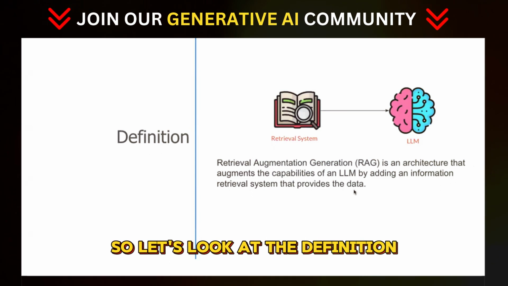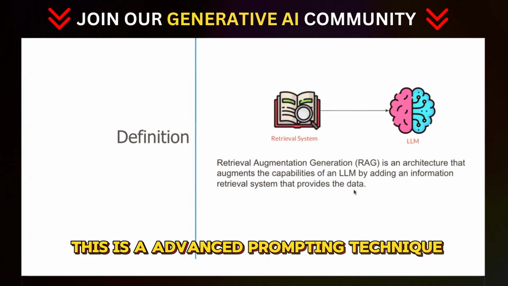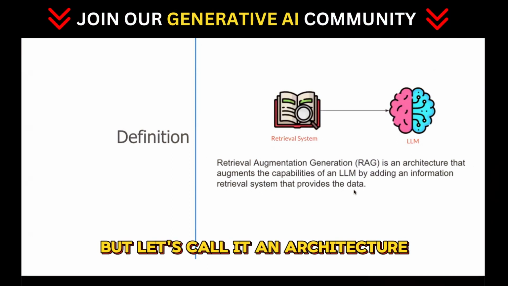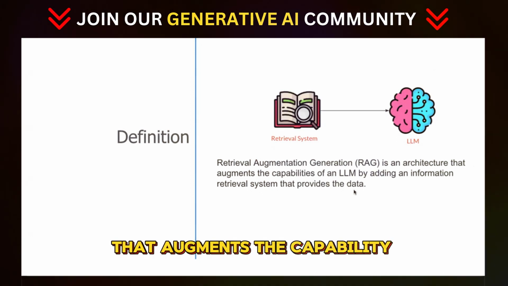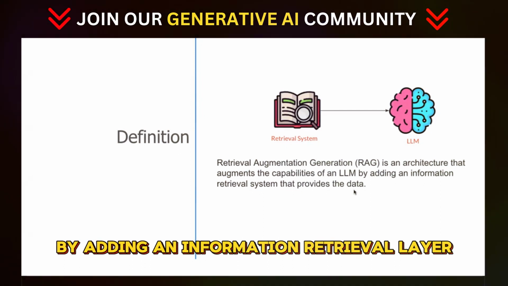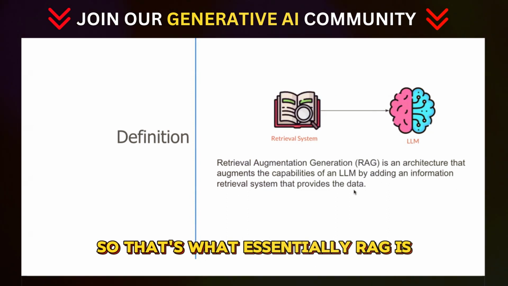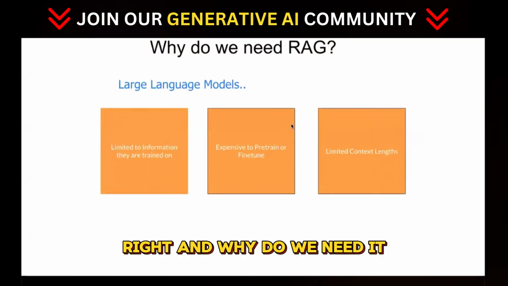So let's look at the definition. This is an architecture. You can even say this is an advanced prompting technique, but let's call it an architecture that augments the capability of a large language model by adding an information retrieval layer that provides the context or that provides the answer. So that's what essentially RAG is, right? And why do we need it?